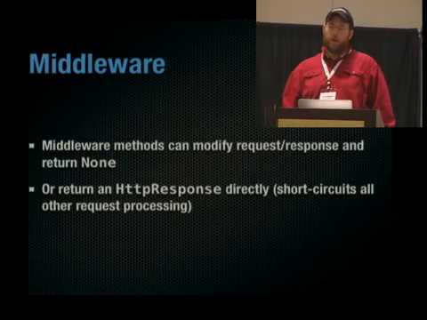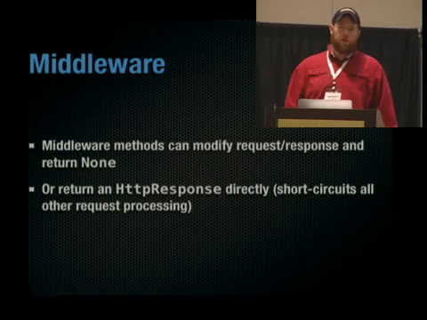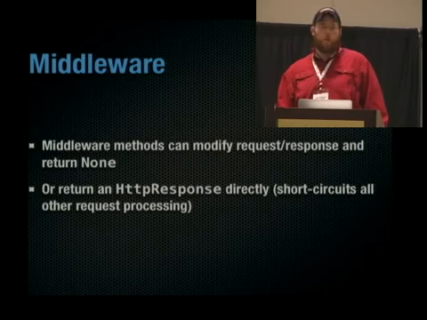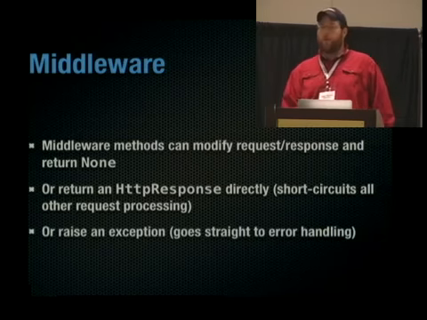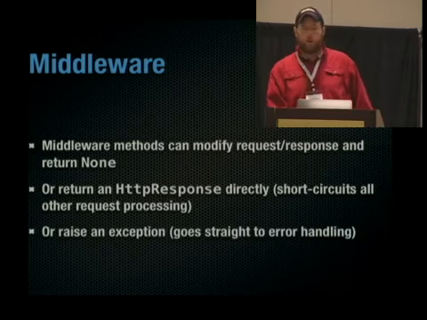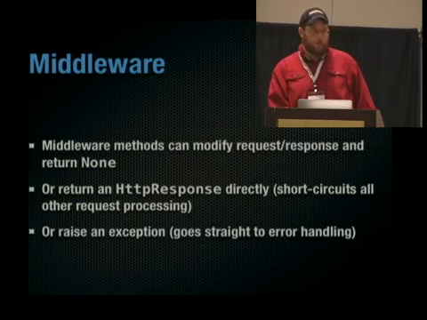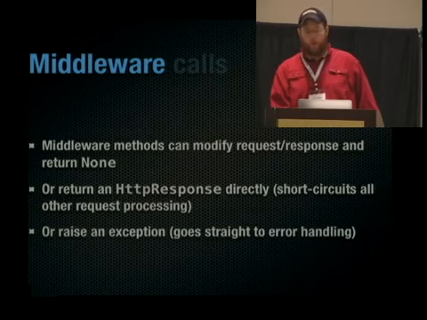This is a fun thing because if a middleware returns an HTTP response, it can short-circuit the rest of the pipeline. As soon as we see a response object come out of a middleware, we just stop processing and return it. They can also raise an exception, in which case we will short-circuit out of the rest of the request processing and go straight into exception handling. So you can, if you want to, use middleware to just completely short-circuit the process of handling a request in Django.